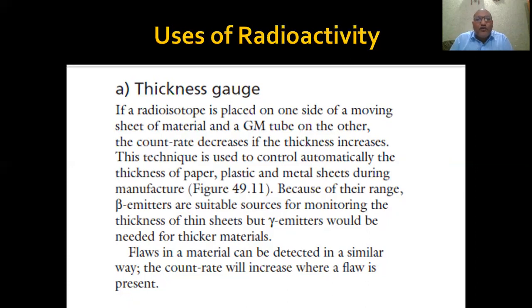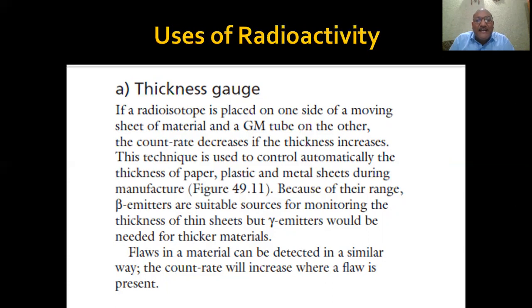If a radioisotope is placed on one side of a moving sheet of material and a GM tube on the other, the count rate decreases if the thickness increases. This technique is used to control automatically the thickness of paper, plastic, and metal sheets during manufacture. Because of their range, beta emitters are suitable sources for monitoring the thickness of thin sheets, but gamma emitters would be needed for thicker materials.